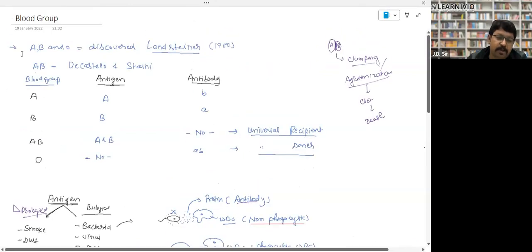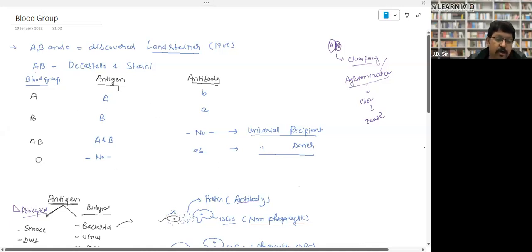Now come to the blood group. So I said to you, ABO was discovered by Landsteiner in 1900. Remember the name of the scientists because they are important for your one marker question. AB was discovered by De Castello and Sturli, means someone else discovered. The names of the blood groups A, B, AB, and O have been given on the basis of the antigen found on their surface. A blood group has A antigen, B blood group has B antigen, AB has AB, and O group does not have any antigen. That's why it is called O or zero or neutral.